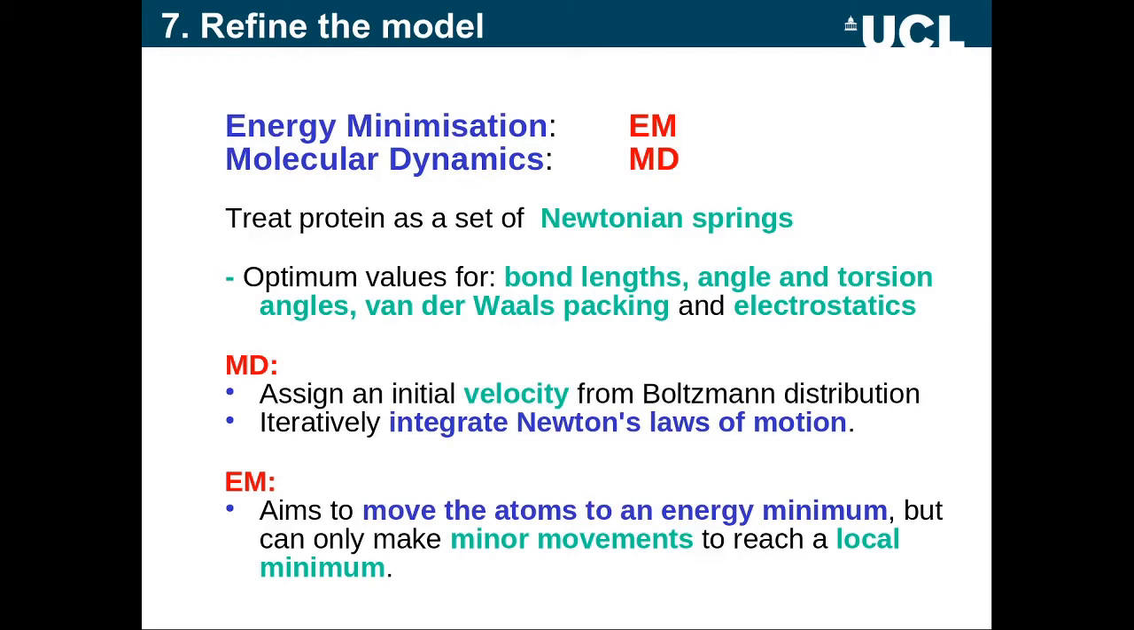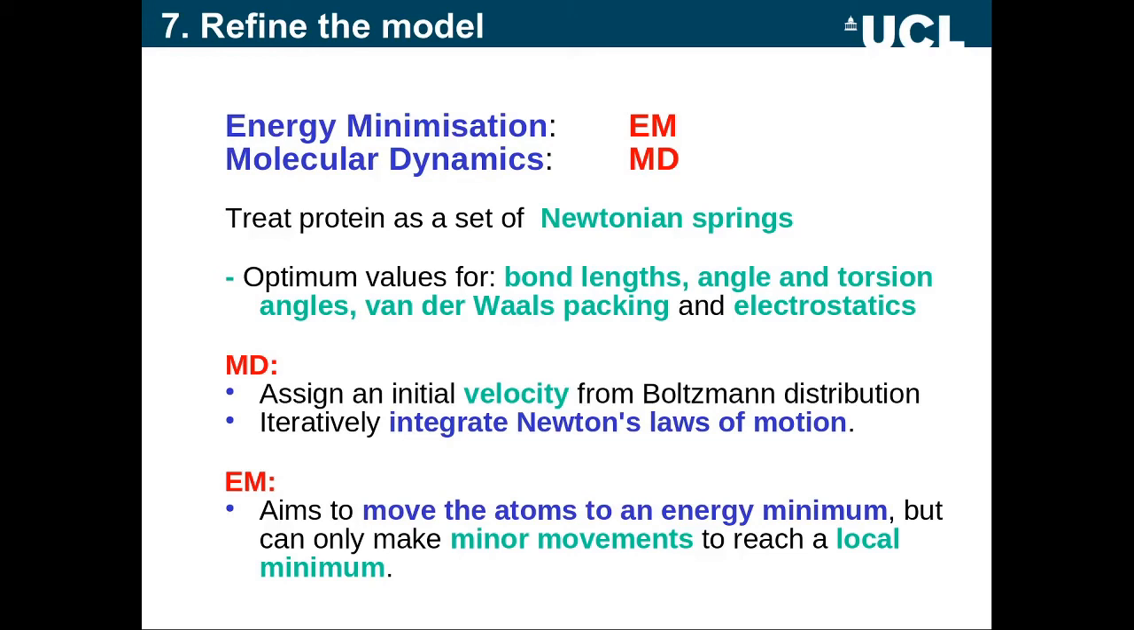The final step then is refining the model. And here we can use things like energy minimization or molecular dynamics. These treat the protein as a set of Newtonian springs. We have optimum values for bond lengths, angles, torsion angles, van der Waals packing, electrostatics.